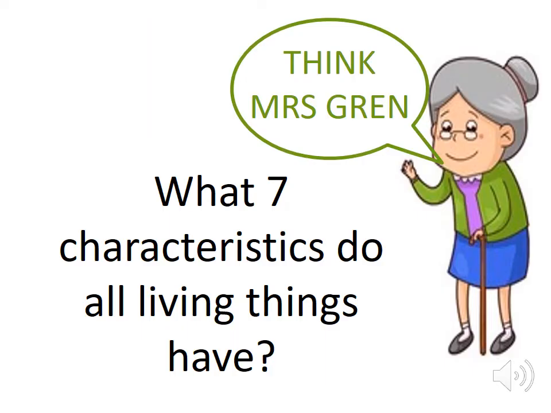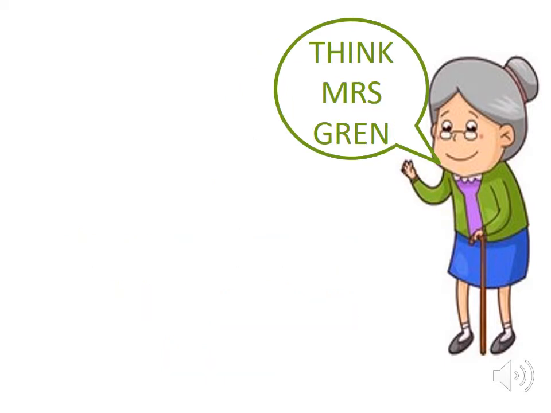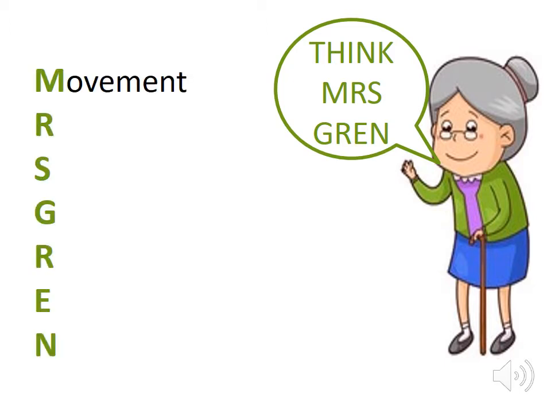So what I'd like you to do now is think about what are the 7 characteristics. So let's see how well you did. Did you get all 7? So Mrs. Gren helps us remember these. So first of all living things can move. Now even plants can move.